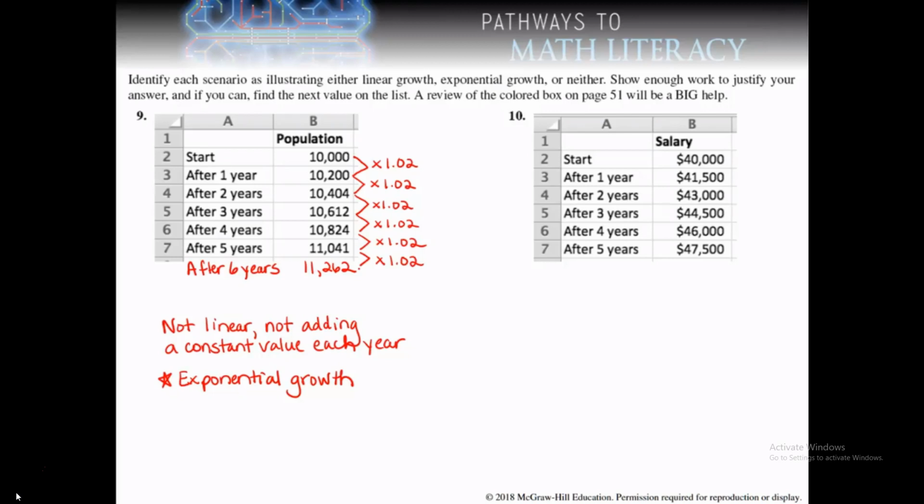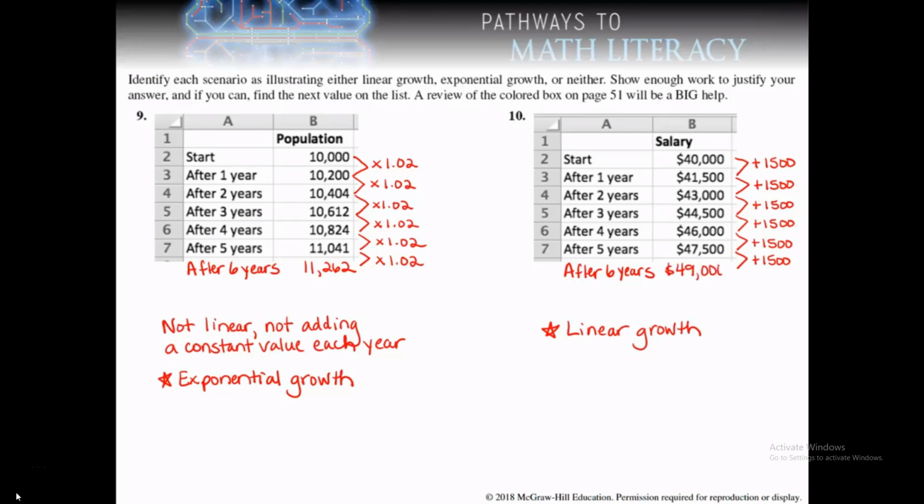In 10, I'll start by checking for linear growth again, and so if I subtract 41,500 minus 40,000, it looks like that's increasing by 1,500. So does that pattern continue? If I add 1,500 to 41,500, do I get the next number in the table? Yes, I do. And if you keep adding 1,500, that pattern does continue. And so that tells us that this pattern is linear growth. And so to get the next value in the table, I would add 1,500 to the last entry, and that will give me a salary of 49,000 after 6 years.